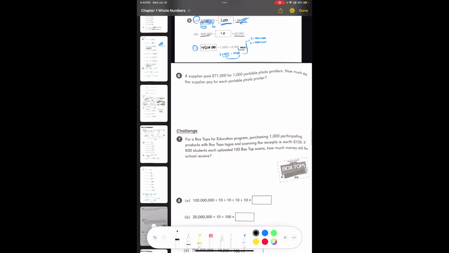We have 2 more word problems. The supplier paid $71,000 for 1,000 portable photo printers. So we have 1,000 printers. How much did the supplier pay for each portable photo printer? Well, how do you find the unit cost of a printer?